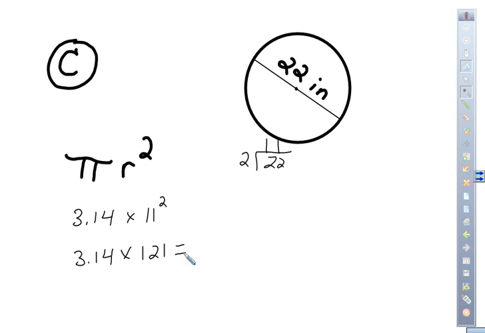Now you can multiply that by 3.14, and you're going to get 379.94. Okay, now we're going to have to again round to the nearest tenths, which is going to equal 379.9. It is now again square inches because we are discussing area.